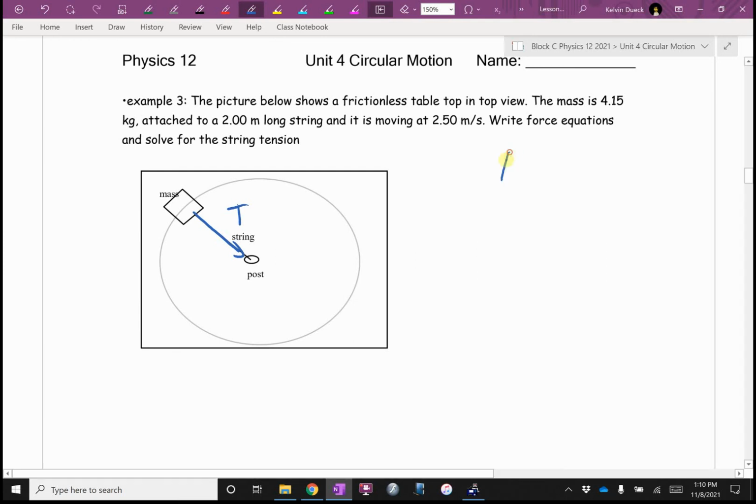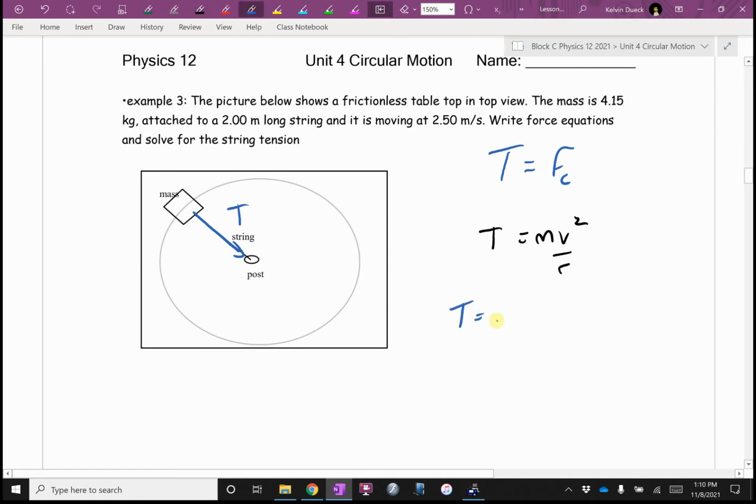Well, we can start by saying tension is what's pulling us in a circle. Which version of FC am I going to use? The one with the V or the one with the T in it? Okay, so it's going to be mv squared over r, and I think that's all I need, because I know m, I know v, I know r. I can find tension.